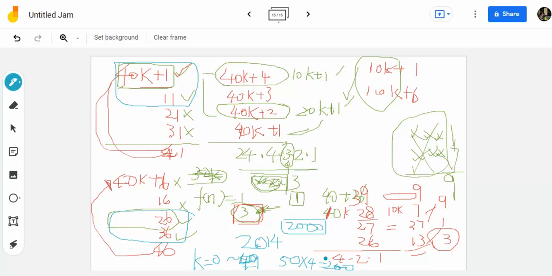Okay, but when k is 50, we have 2000. For 2000, which numbers are good? 2000 we have this one is good. 2001, 2011 is good, and this 2026 and 36 is not good. So for k equal to 50, only 2 matter. So here the final answer will be 202. This is the final answer.